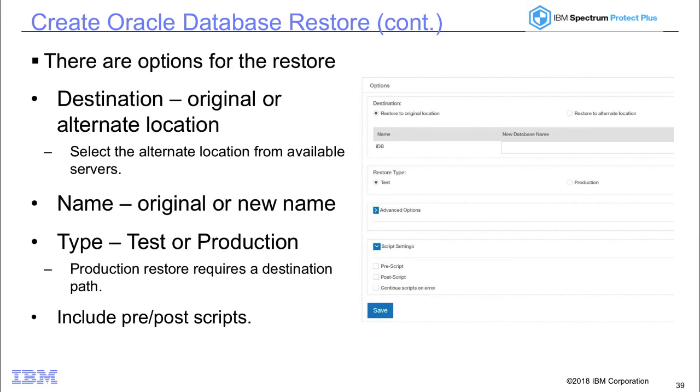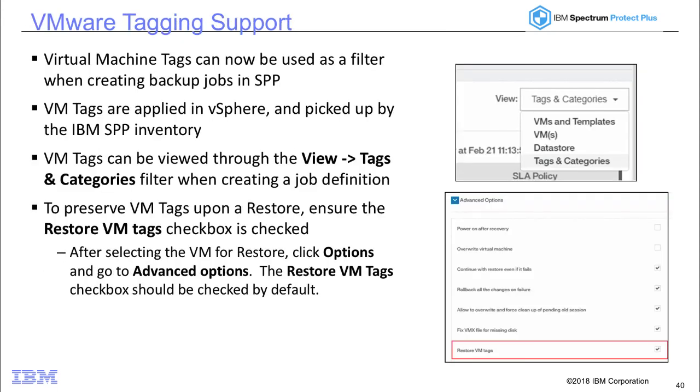You can choose the destination, original or alternate location, a new name, or test or production. And we do include the ability to run some pre and post scripts with the restore, so you can do whatever you need to do, for instance, data masking, etc.